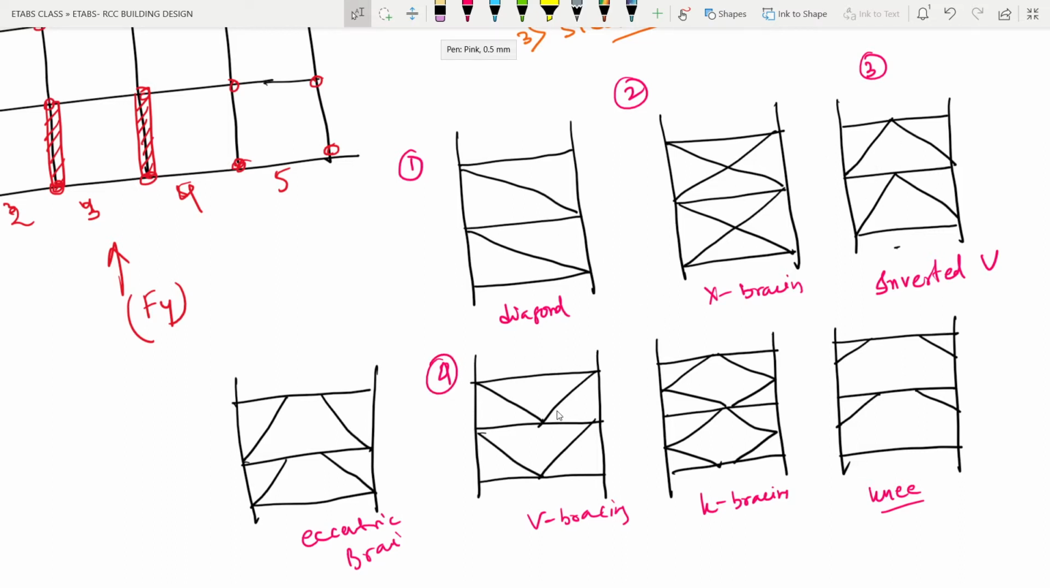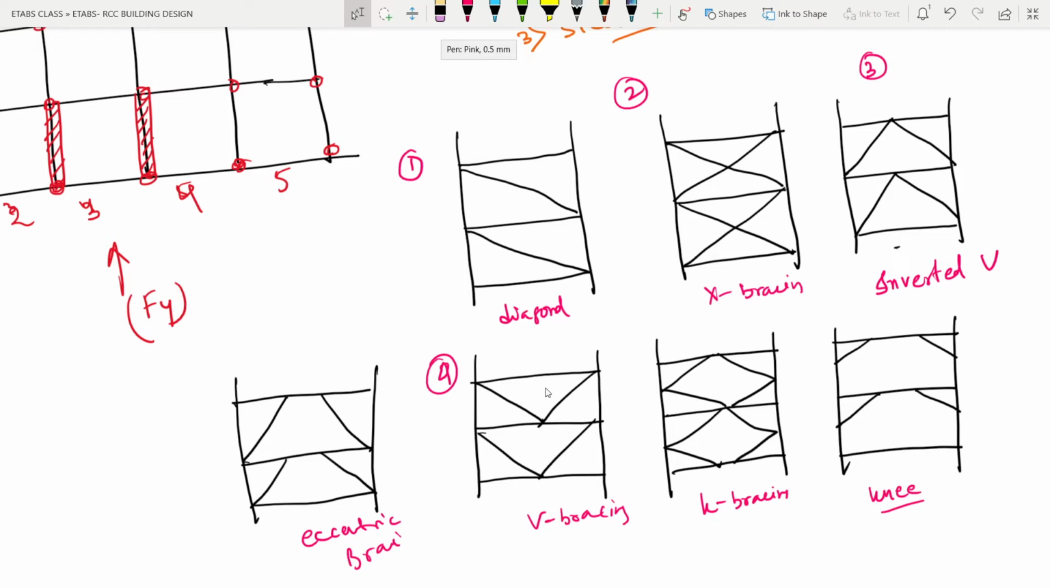And obviously these bracings we provide at the outer periphery of the structure. Okay, because if these bracings are provided at the inner side of the structure, then it will be very hard to move around, because these bracings will become an obstruction for us, right? So these bracings are provided at the outer periphery of the steel structure.